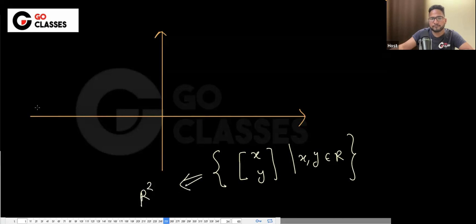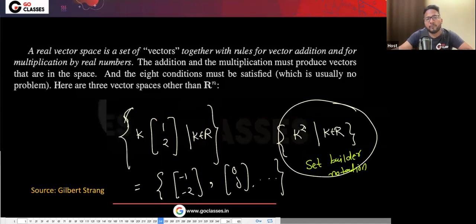Is this fine to everyone? Let me know. So there will be two components x and y such that x and y are real numbers. So this is just a compact notation of R2. R2 is also a set. I mean, all the vectors of two dimensions are in R2 basically. So a vector space is a set of vectors together with the rules.